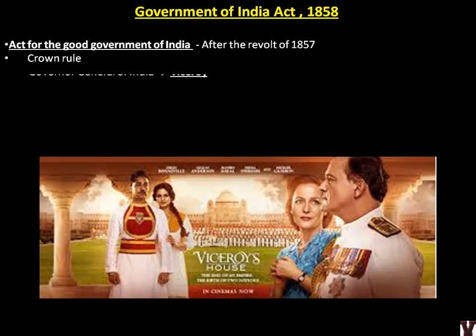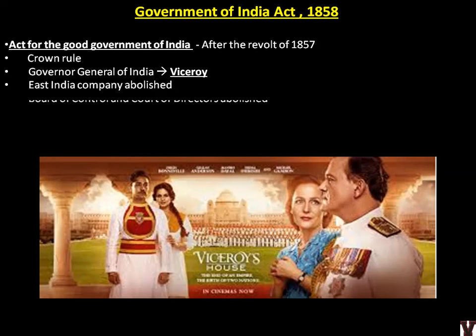So now Crown rule came into existence. If you remember, the Crown idea first came in Pitt's India Act. I tried to connect backwards also. Now the Governor General of India will be called Viceroy, and the first Viceroy will be Lord Canning. So you should know this. The first Governor General of Bengal was Warren Hastings. The first Governor General of India was William Bentinck. The first Viceroy was Lord Canning.